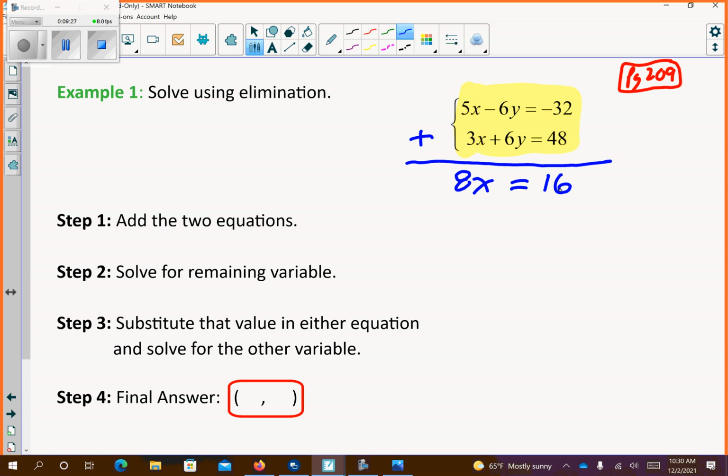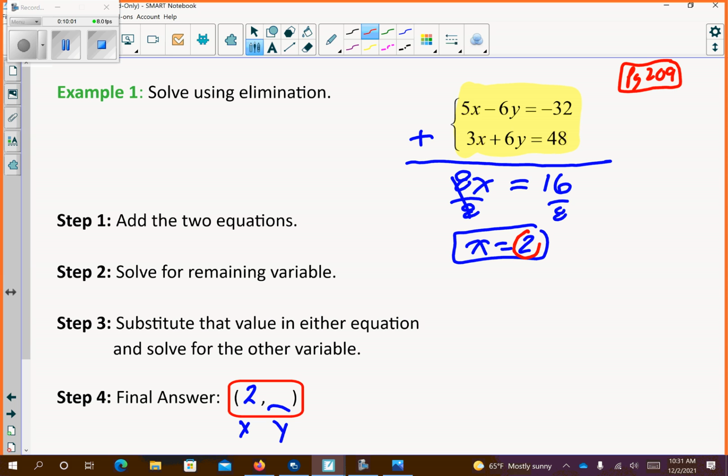I get this. Notice the y's cancel each other out, right? If I divide by 8, I wind up getting 2. So 2 is my x value. I still need to find my y value. It's kind of sweet when it sets up that way, right? It can work for all of them as long as the x and y's line up with each other.